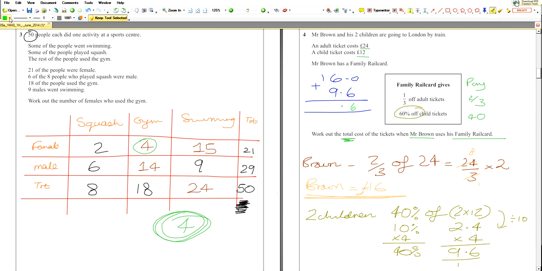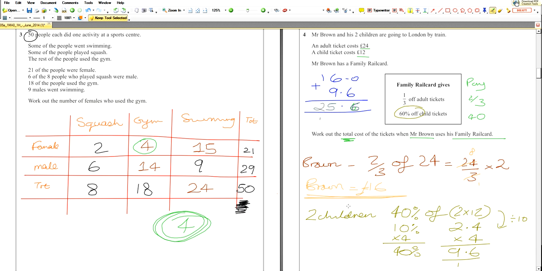So 0 add 6 is 6. 6 add 9 is 15. Good. And that will give you the total.